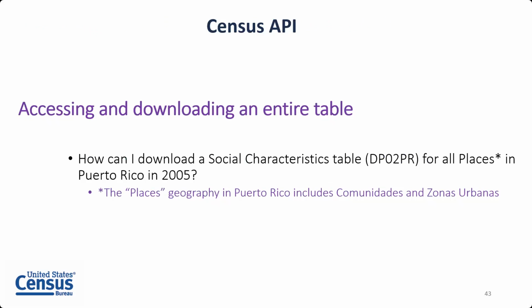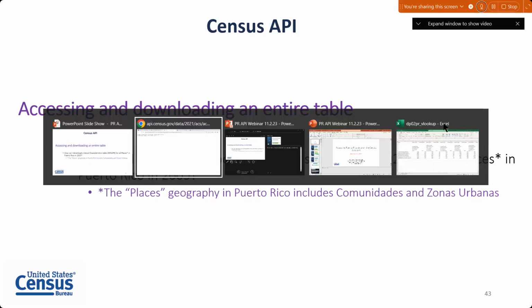I also wanted to mention that the places geography in Puerto Rico is going to include comunidades and zonas urbanas. Within the continental US, you would see things like cities from this places geography, but when we're looking at Puerto Rico, we will see those comunidades and zonas urbanas. So let's look at downloading this table from 2005, and perhaps also why would we even want to go and look and download this table from the API.